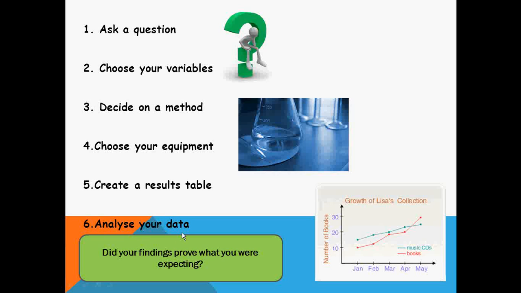And ultimately, what we're trying to do is relate number 1 and number 6 to each other. We're trying to see, did number 6 actually prove what we were expecting up at number 1, or did it disprove something? Did your findings prove what you were expecting in your results?